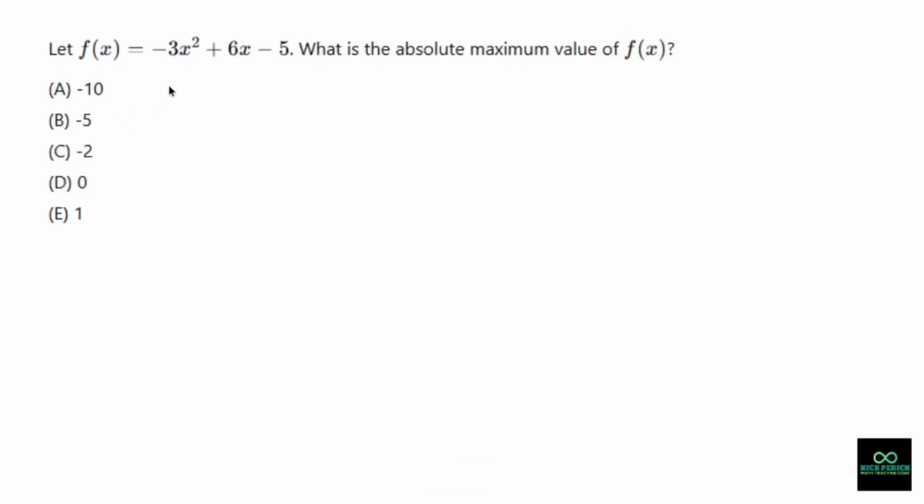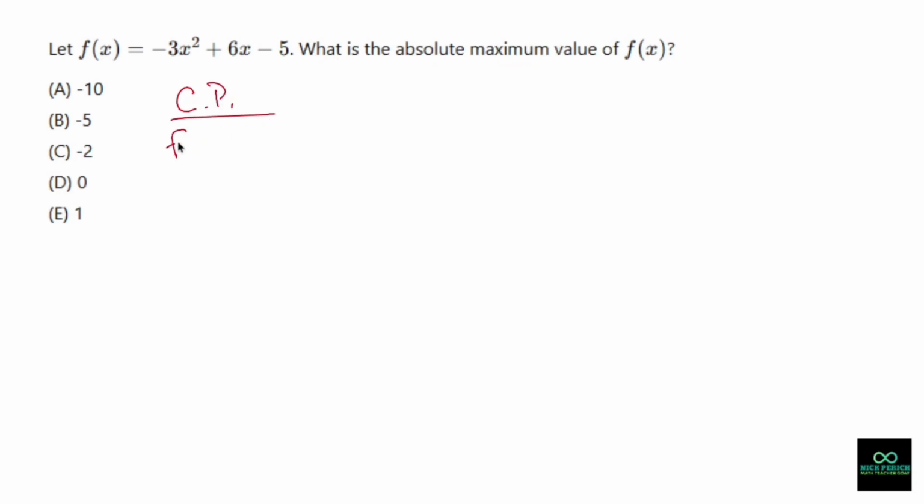Let f of x equal negative 3x squared plus 6x minus 5. What is the absolute maximum value of f of x? Well, in order to find the absolute maximum value, we have to find its critical points. Critical points will tell us whether or not we have a maximum or a minimum, and then we can go from there. So how do you find critical points?